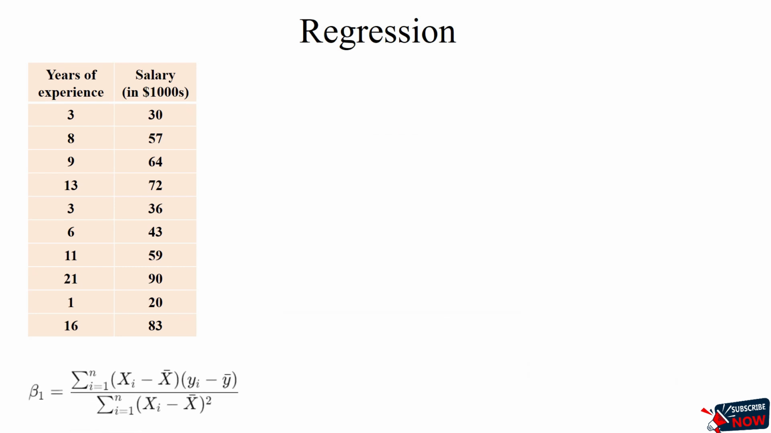once the beta 1 is found out, we can compute this beta naught. To find beta naught, which is equal to y bar minus beta 1 x bar, we already know the equation y equal to beta naught plus beta 1 x, from which this beta naught could be calculated. From the equation above, we know the average of x, average of y, beta 1 is already computed. Substituting all the values, we are getting beta naught as 23.17. This is the beta naught value.